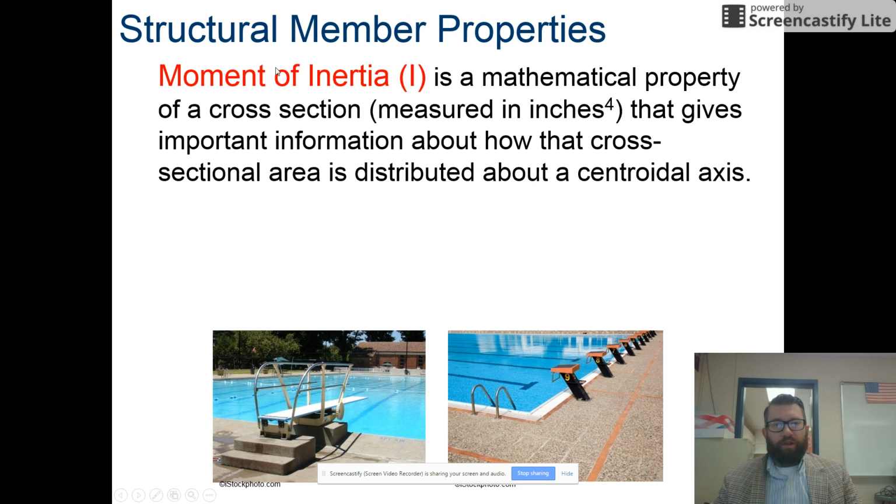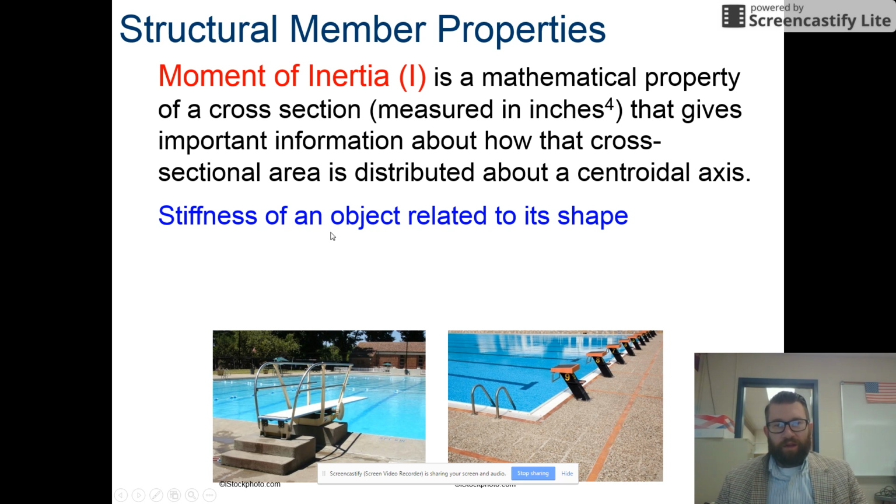So moment of inertia is a mathematical property of a cross-section that gives important information about how that cross-sectional area is distributed about a centroidal axis. Now, a centroidal axis is basically the center point of any object. You may be familiar with center of gravity in physics or science class. So you'll have the same amount of material on both sides of a centroidal axis. So it's the stiffness of an object related to its shape.